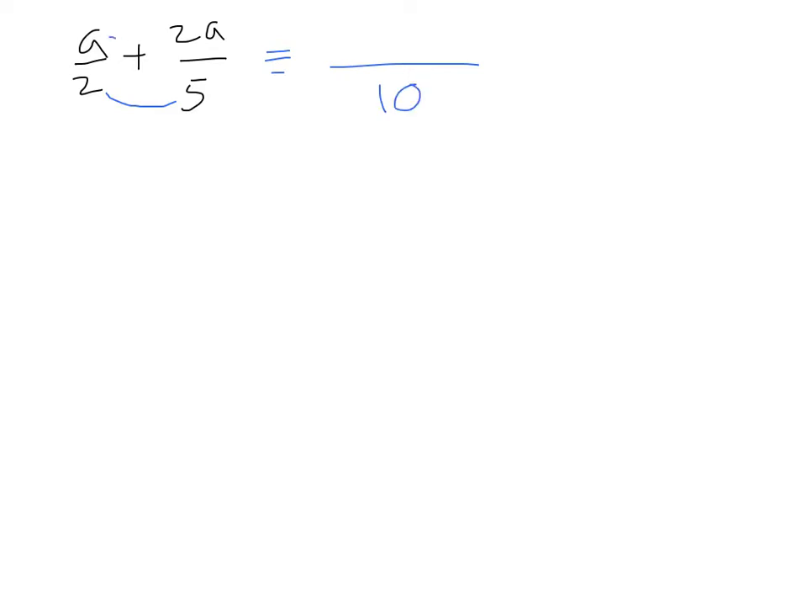Then cross-multiply. So a times 5 is 5a. And 2 times 2a is 4a. Finally, we can simplify that numerator, and so we should. So it becomes 9a over 10.